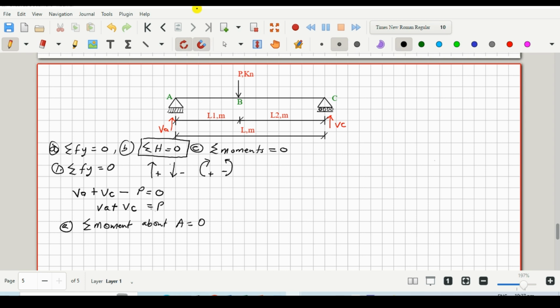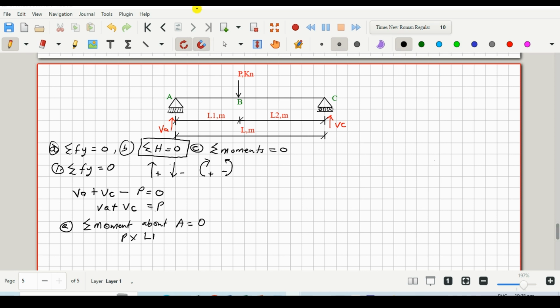Right. So when we consider our sketch, if we are taking the moment at A, that means we are fixing A and releasing support C. So if we fix the support A and release C, we'll have the P kilonewton acting on the beam having a clockwise moment, right? So that will be a positive moment. So we'll have P multiplied by its lever arm, which is L1 from support A, so L1.